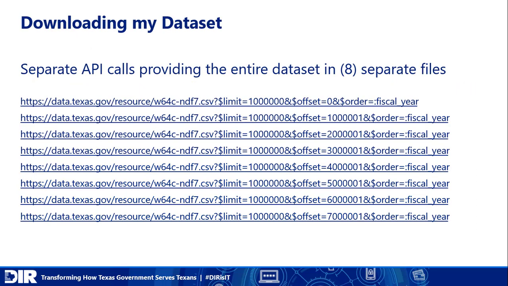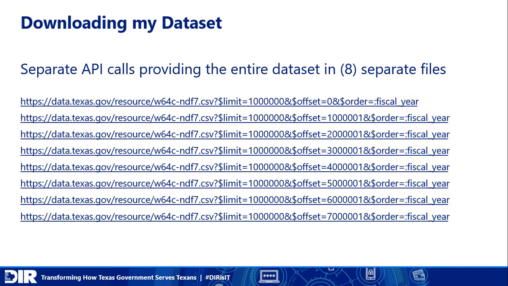By combining these parameters, I can easily create a number of API queries or URLs to quickly download parts of my data set that I'm going to open in Excel. So taking into account my Excel limit, I just asked for 1 million rows per API. And again, that's the limit parameter. I then told each API what row to start on. That's my offset. And the order at the end, I asked it to sort by fiscal year.